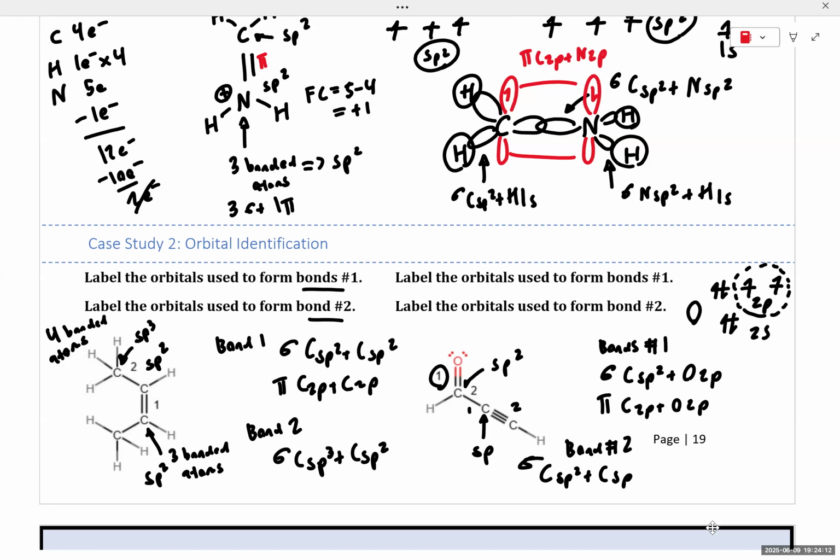So why is this important again? Because if you can identify hybridization, you have some information on the bond length, bond strength, and bond energy. These orbital diagrams are really critical to be able to draw and interpret.